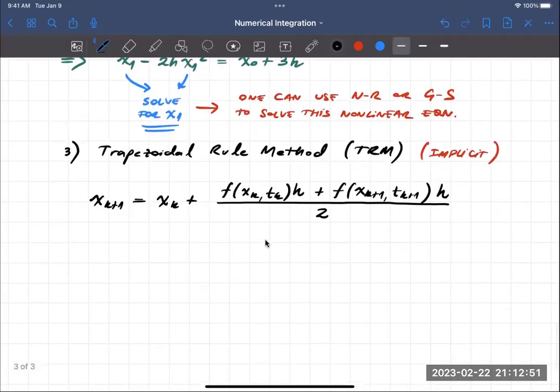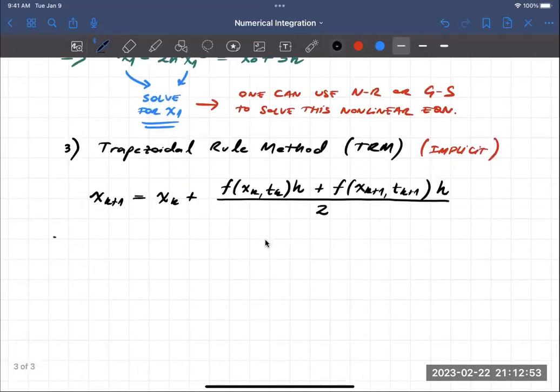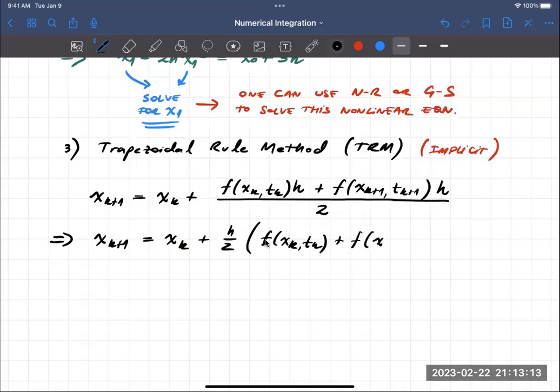So we're going to write it down one more time. X of k plus 1 equals x of k plus h half f of x k, t k plus f of x k plus 1, t k plus 1.